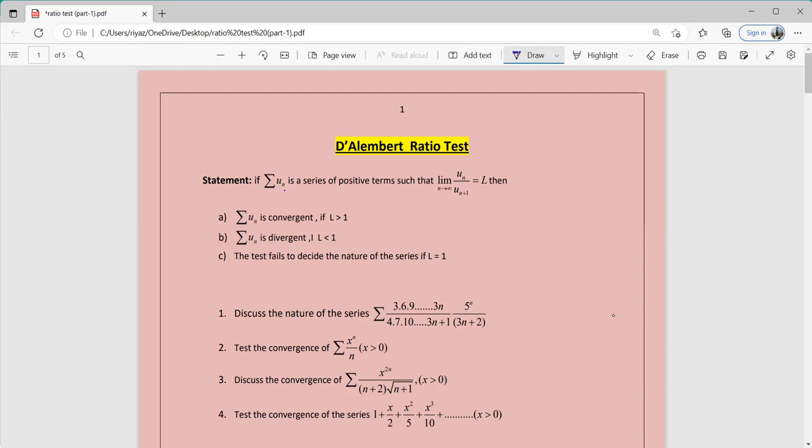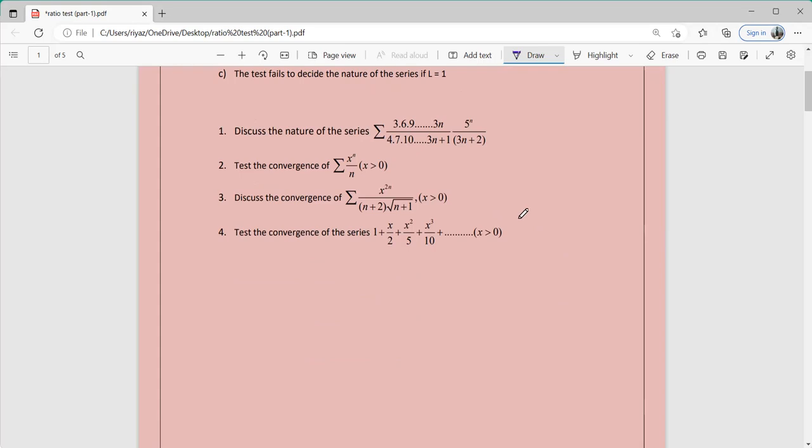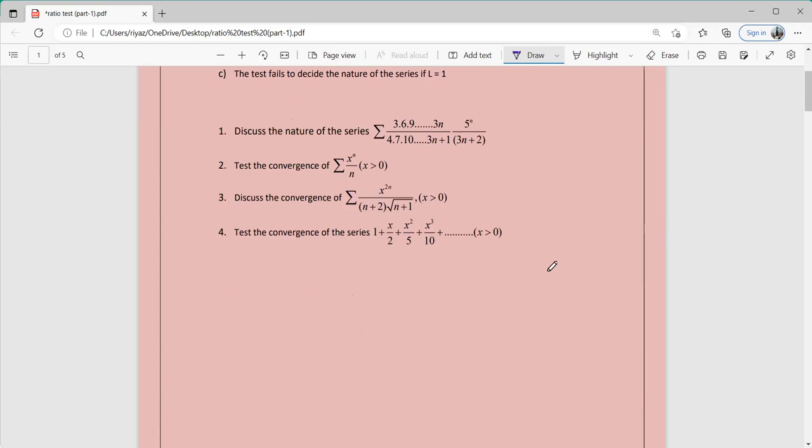ये आपके तीन डिफरेंट सिचुएशंस हैं, उसके ऊपर आपका डी एलिमेंट रेशियो है। और आप एग्जाम में, जो भी क्वेश्चन आएगा, उसमें ये मेंशन नहीं करेंगे कि आपको ये रेशियो टेस्ट से सॉल्व करना है, या इंटीग्रल टेस्ट से, या कॉची रूट टेस्ट से, या लॉगरिदमिक टेस्ट से, या फंक्शन टेस्ट से करना है। तो आपको कैसे पता चलेगा कि कौन सा टेस्ट अप्लाई करना है? तो उसके लिए मैं कुछ हिंट्स दे रहा हूँ, आप याद रखिए.